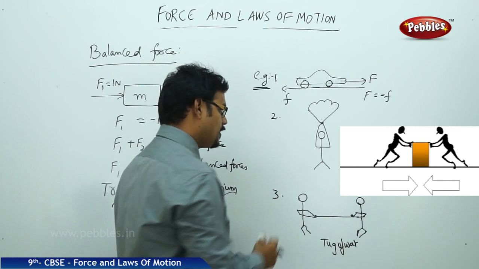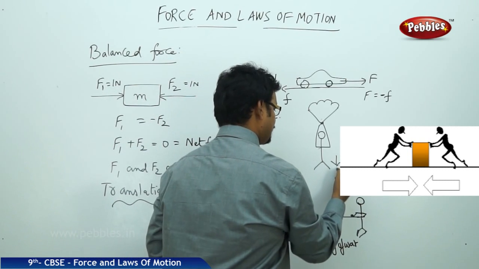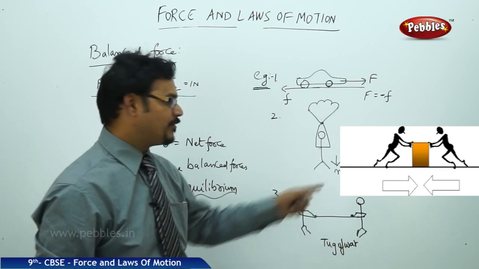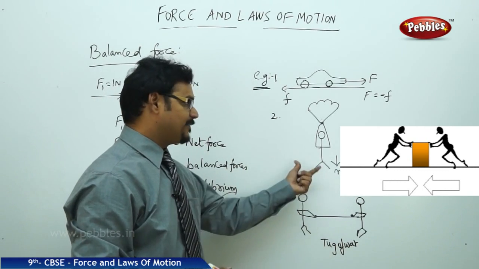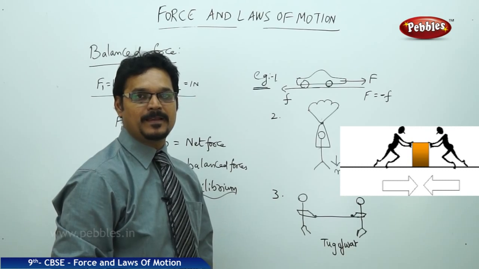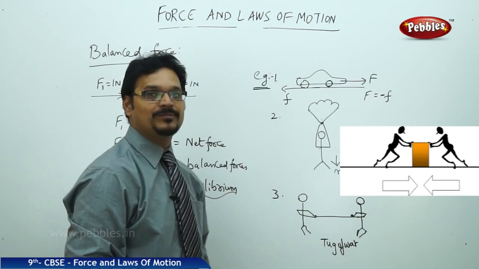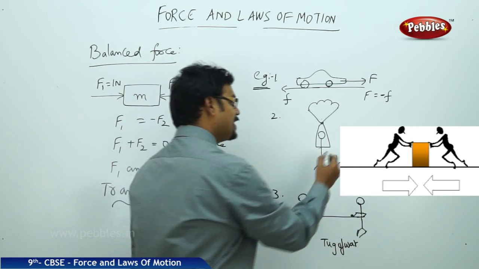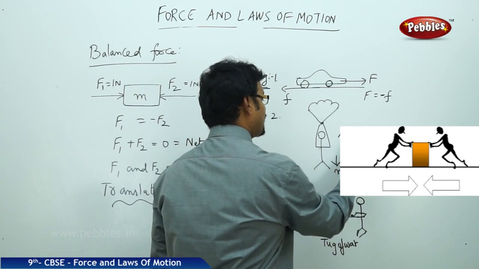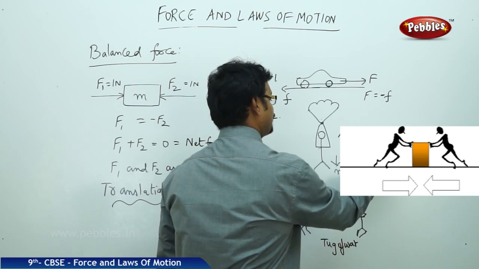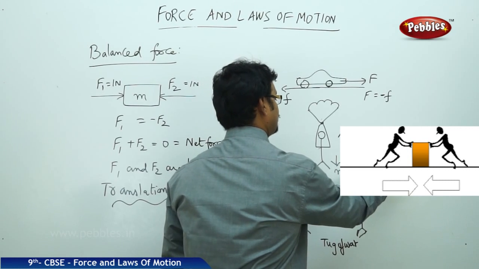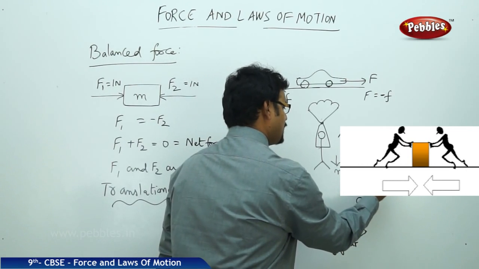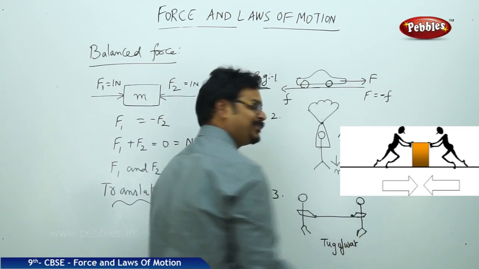This person has weight, which is mg. Soon we will discuss how we got mg here. So the weight of the body is mg, because the body is falling down. But in one situation, what happens? This weight of the body is balanced by air friction. And you can say mg equals minus f.